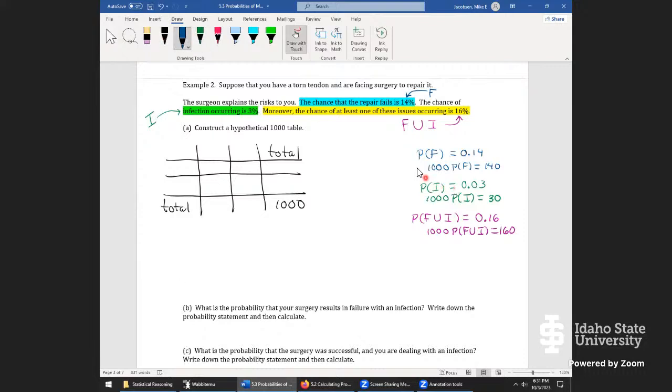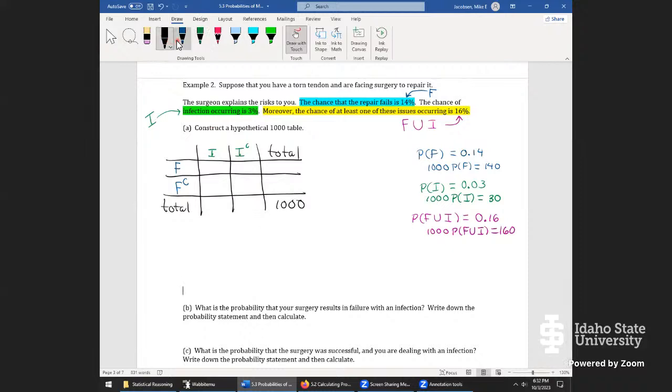Now we start throwing in the events. I'll just go in the order that the events actually occurred. So for F, I'll put it right here. So that's the failed repair. And F complement, this one here, that's the good outcome. That means your surgery, your repaired tendon, was successful. Next, we go up to the columns here. I'll put I here for infection occurred. Here's I complement, meaning you came out of coming under the knife clear of infection. So that's a great outcome.